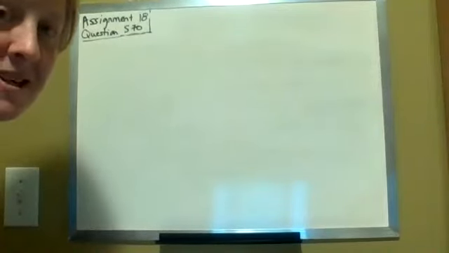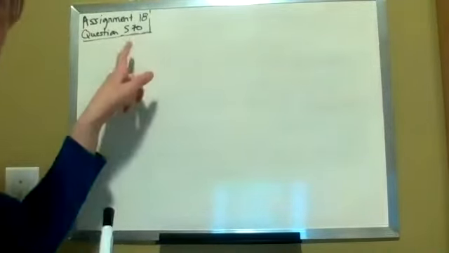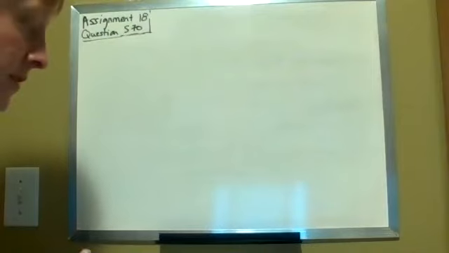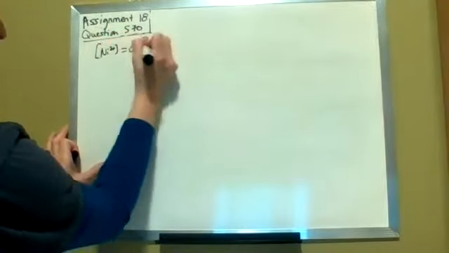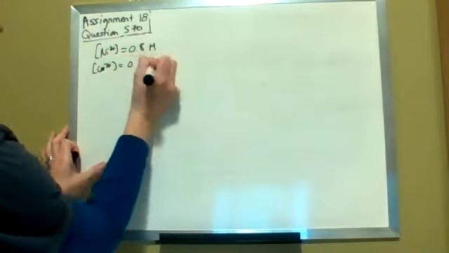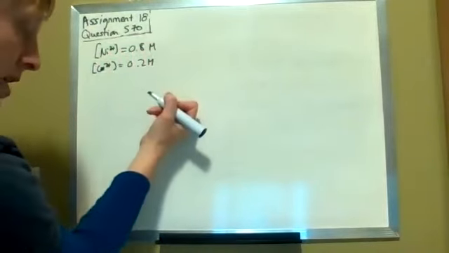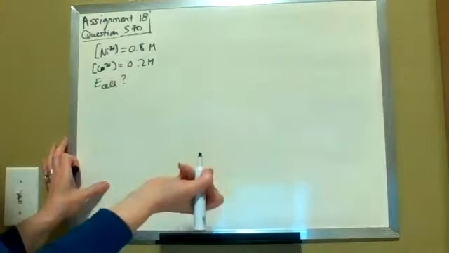Hello everyone, this is now question 70 on assignment 18 from Silverberg. In this question, you're told that you have a voltaic cell with nickel and cobalt with the following initial concentrations: nickel is 0.8 molar and cobalt is 0.2 molar. And you want to find, for part A, E of the cell.